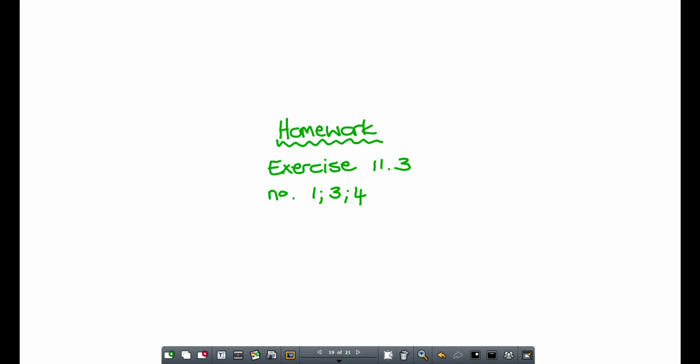Okay, so before we carry on with the rest of the rules about quadrilaterals, have a look. That's going to be your homework. Exercise 11.3. You're going to do number 1, 3, and 4. Okay? So you will see that they ask you to answer the questions below for each of these quadrilaterals. These sketches are not drawn to scale. Clearly state the reason for your answer.